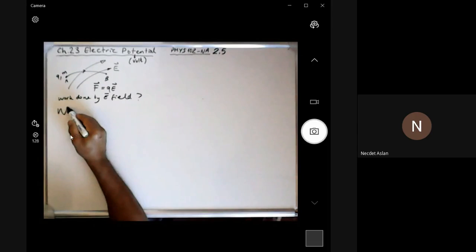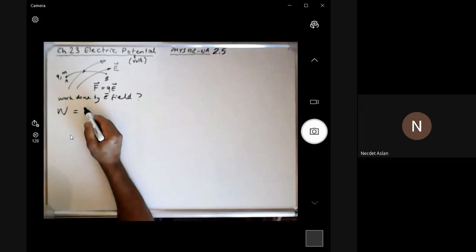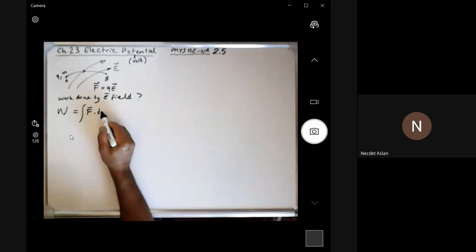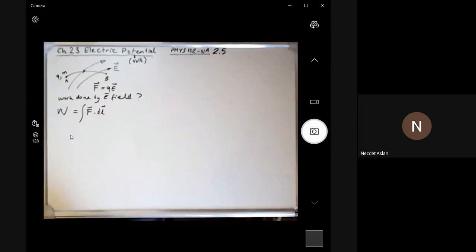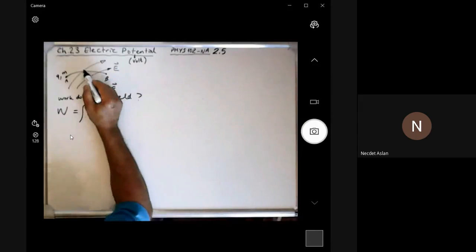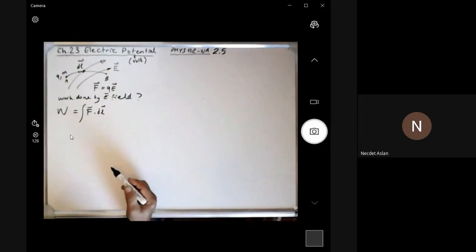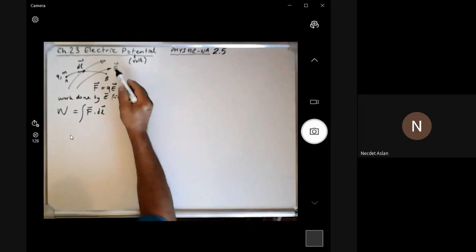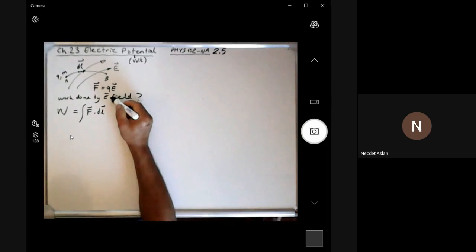So in this case, the work done is just force times the distance, or dl, let's say, some kind of distance. But these are all vector quantities. The force is given by that, and dl is the small distance that we consider along the path. And the force is given by this expression.